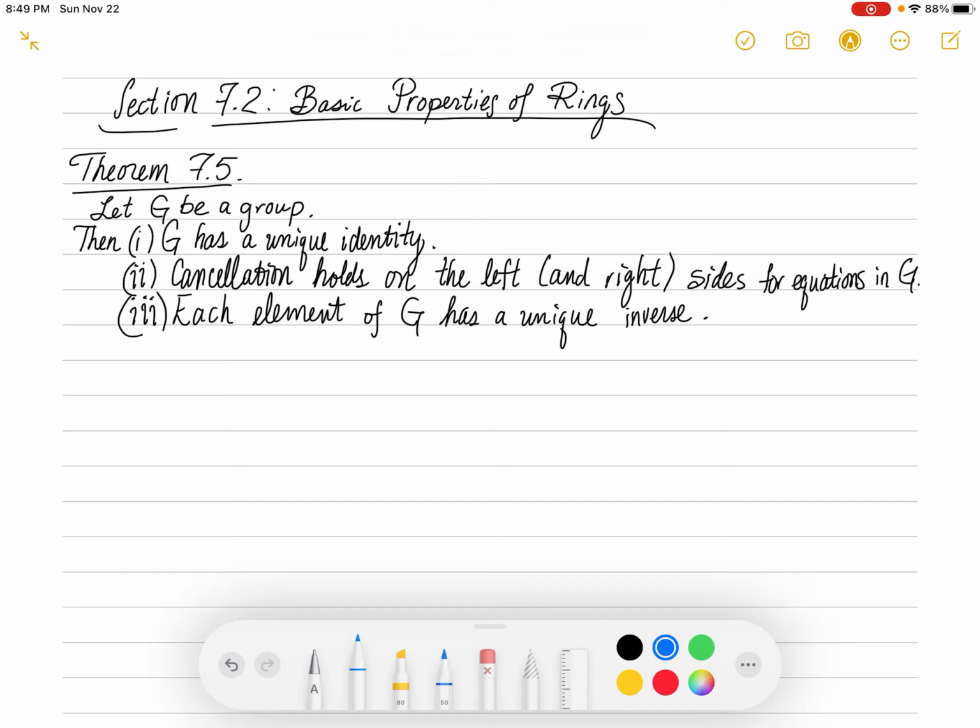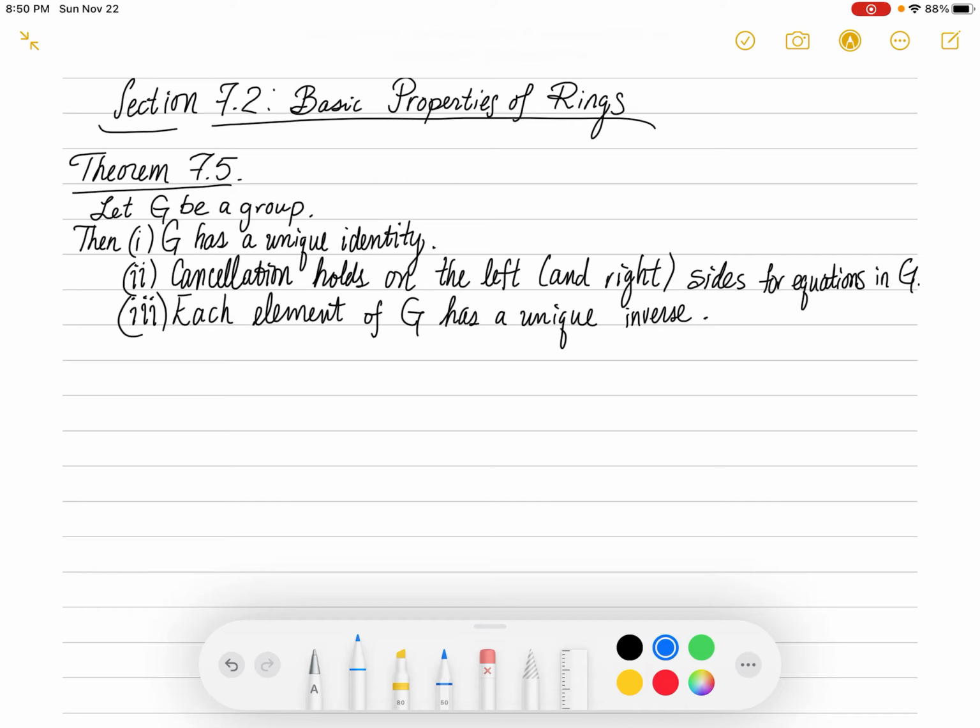So we're looking in section 7.2, which is about the basic properties of rings. So we begin with theorem 7.5, which gives you some very basic algebraic properties for elements within rings. So if you have a group, then number one, the group has a unique identity. There's only one identity element.